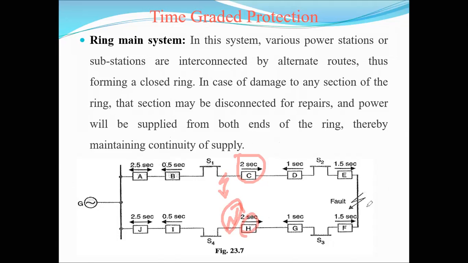Okay, suppose the fault is obtained at this point. In that case we are using the time gradient multiplier, or time gradient system, or time gradient protection. That's why we are giving different times for the relay coils. Those relay coil times will be automatically adjusted by the relay coils. Why? Because the fault point is not constant at every feeder line. It will be varying.